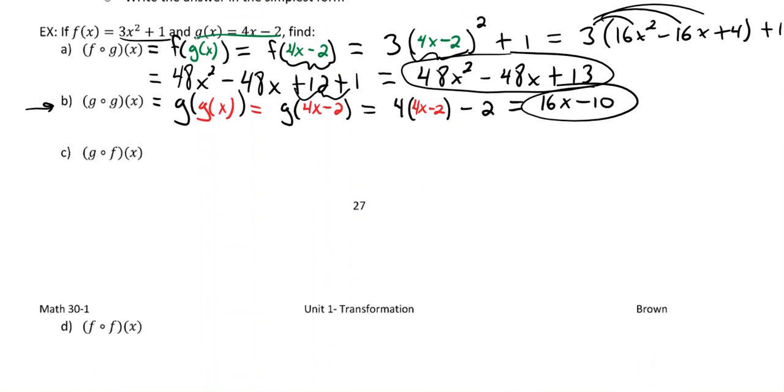So now we'd write this as g of f of x. And then that would be, well, g of x is 4x minus 2. So that would be 4 bracket minus 2. And we'd be putting f of x into there. So f of x would be 3x squared plus 1. And then we'd expand it all out. Yeah? Okay.